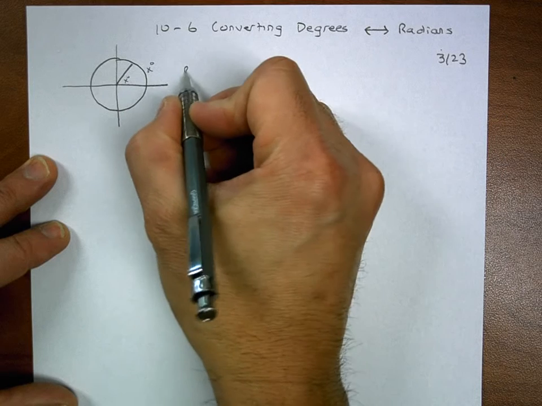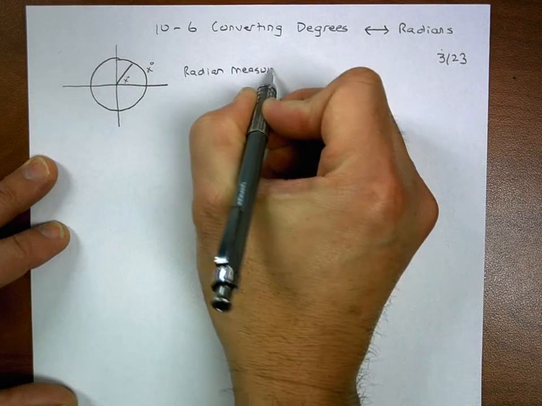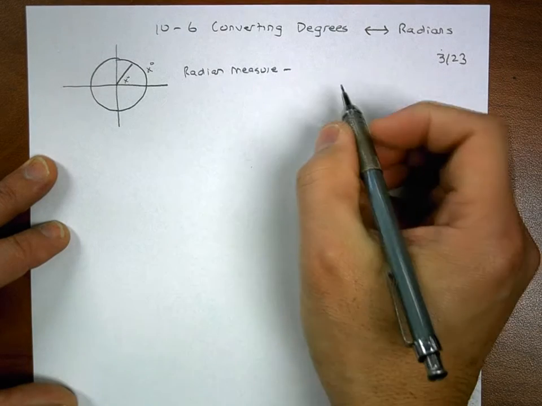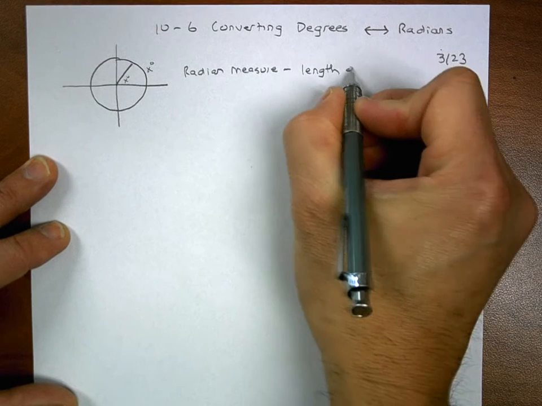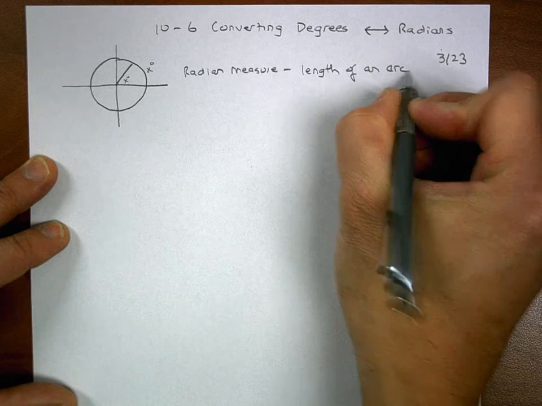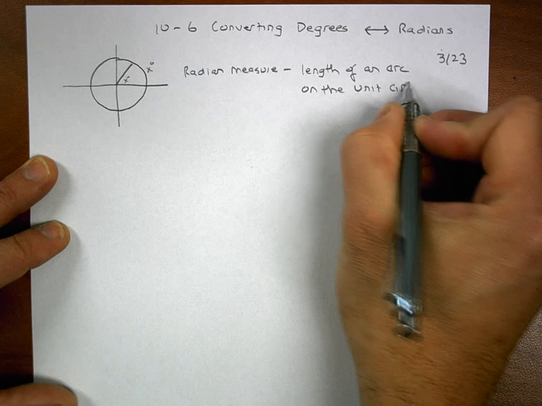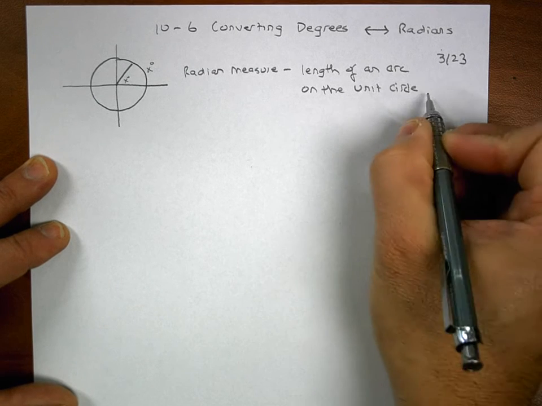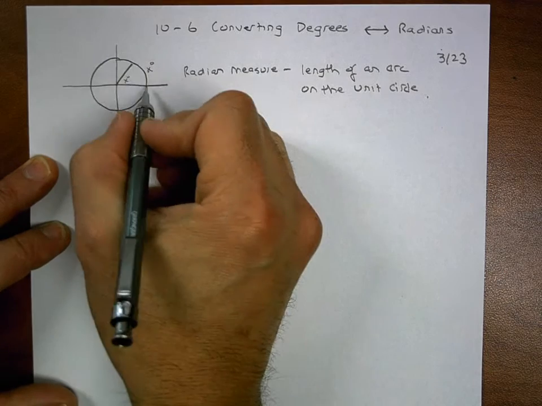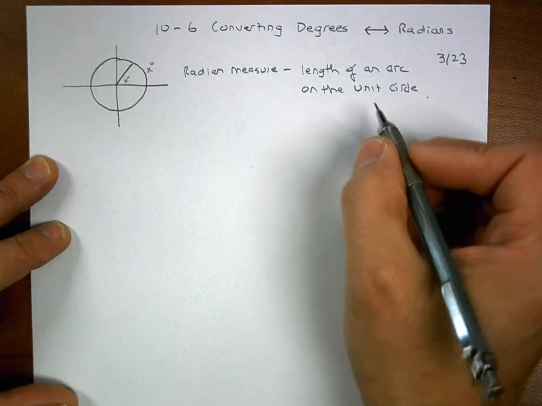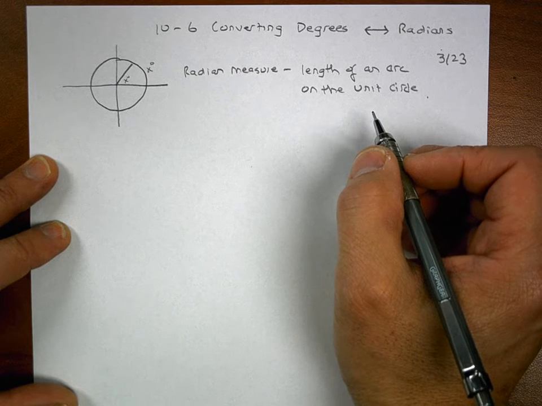Okay, so radian measure is the length of an arc on the unit circle. So radian measures the length of the arc, in inches, centimeters, something you can measure lengthwise. And on a unit circle, what was the radius? 1, the radius is 1.